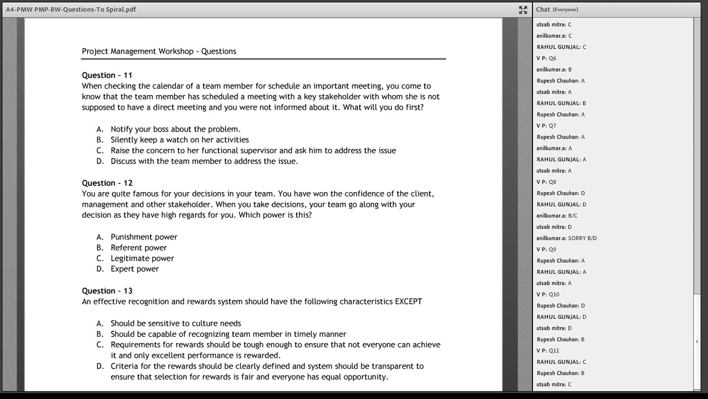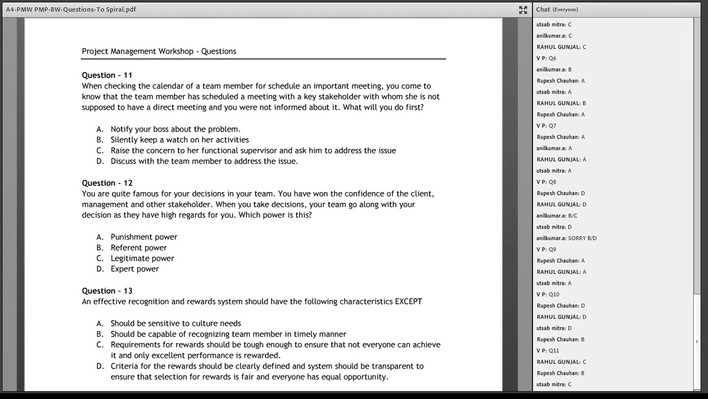B is silently keep a watch on her activity, like doing some detective activities on the person. Not a great idea. You also have a lot of work to do. Other people also have a lot of work to do. Are you trying to spy on the person? That's not a good idea, to silently keep a watch on what she's doing. Why? It's not some criminal activity or something that requires some kind of watch.